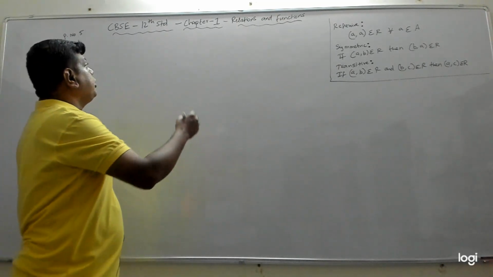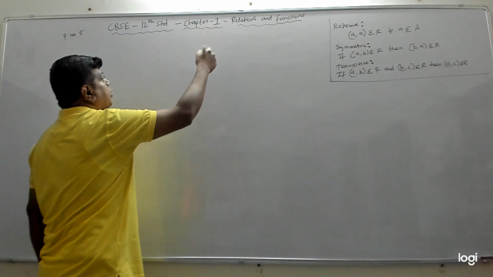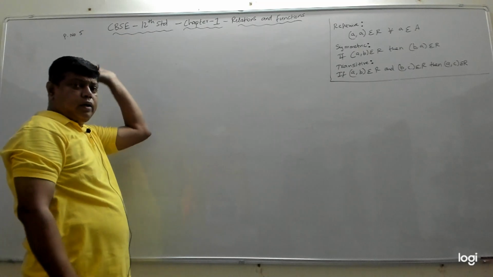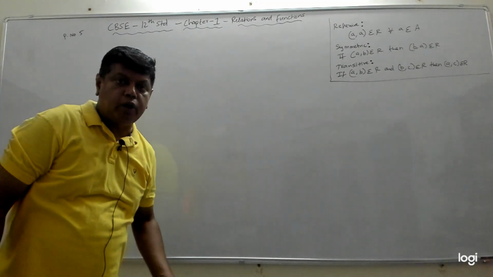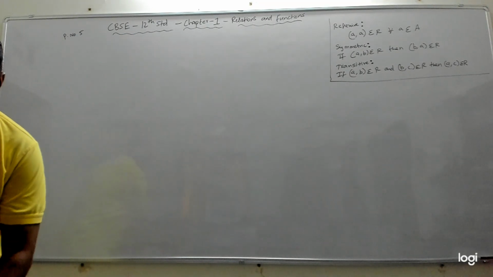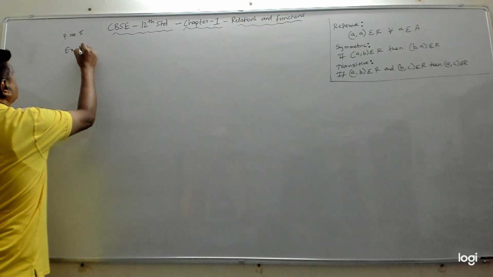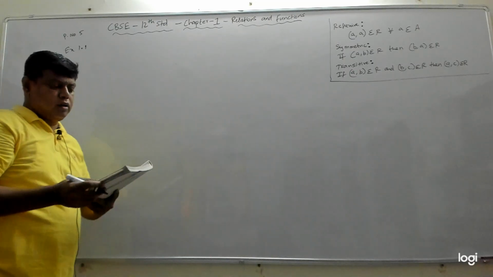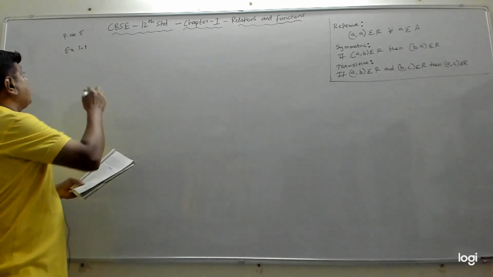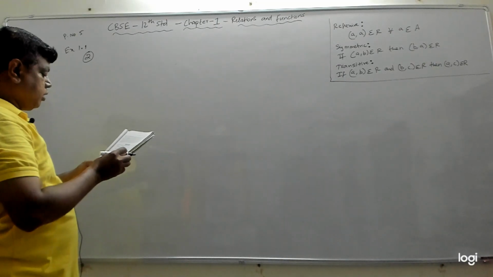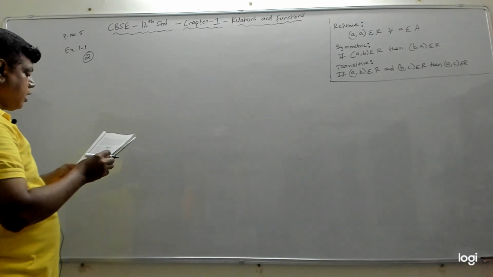In this video, we'll continue with chapter 1, which is relations and functions from 12th standard CBSE. So we'll continue with exercise 1.1, on page number 5, problem 2. In exercise 1.1, it says, show that the relation R in set R of real numbers.